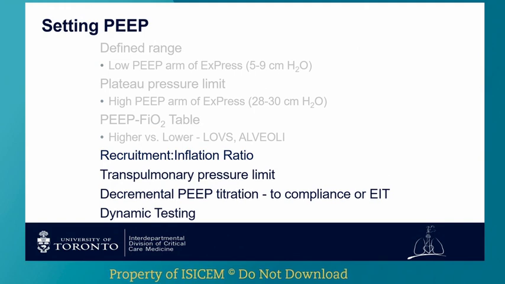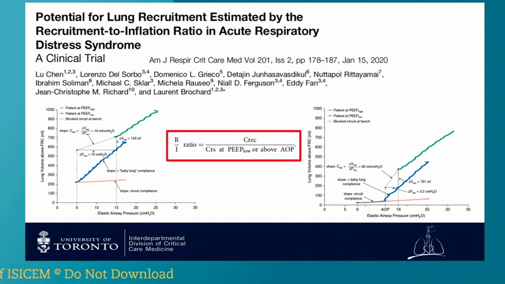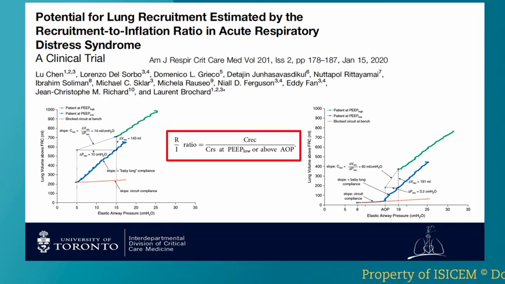Another way to think about PEEP is to measure the recruitment to inflation ratio. This is something developed by Lu Chen and Laurent in Toronto a few years ago. And I know some people's eyes glaze over as soon as they see volume pressure curves. We'll walk through this a little bit slowly. It's called the recruitment to inflation ratio. It's actually more technically the de-recruitment to inflation ratio.